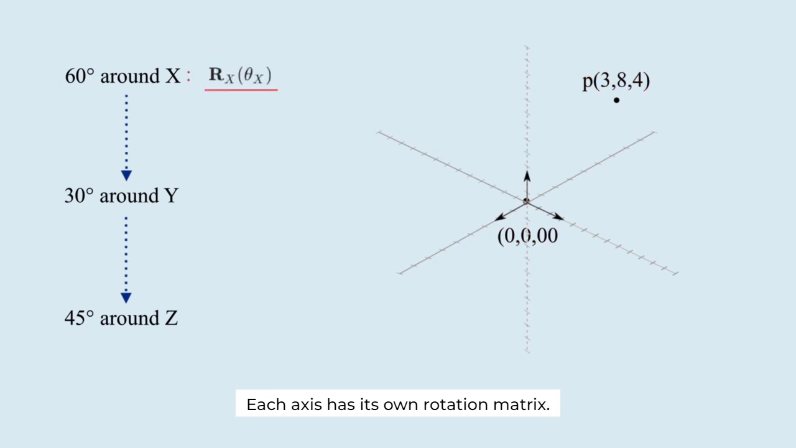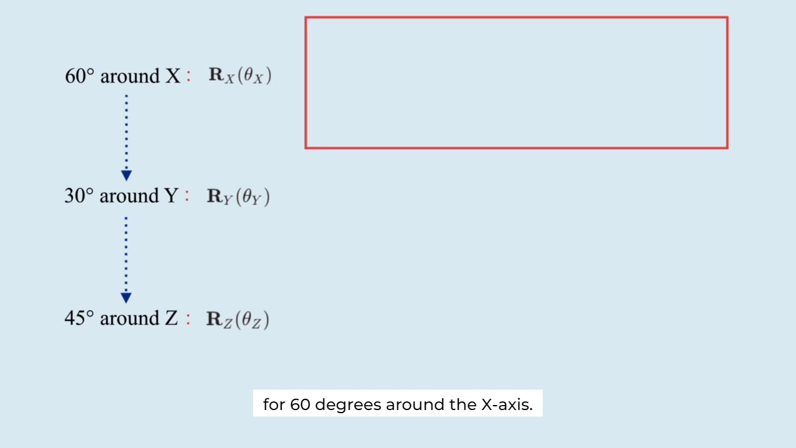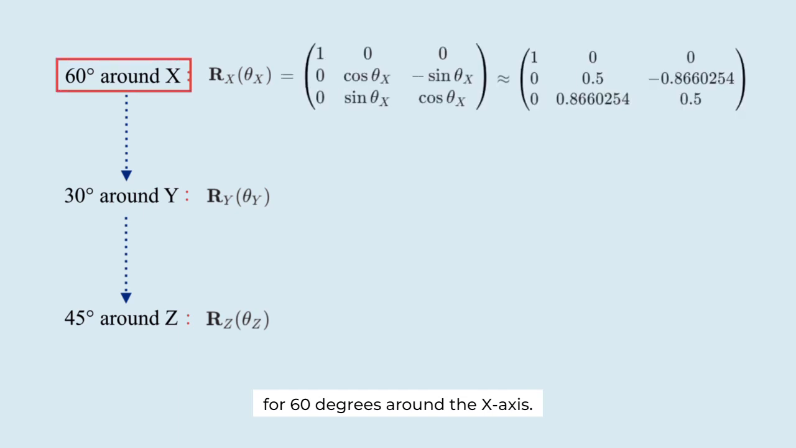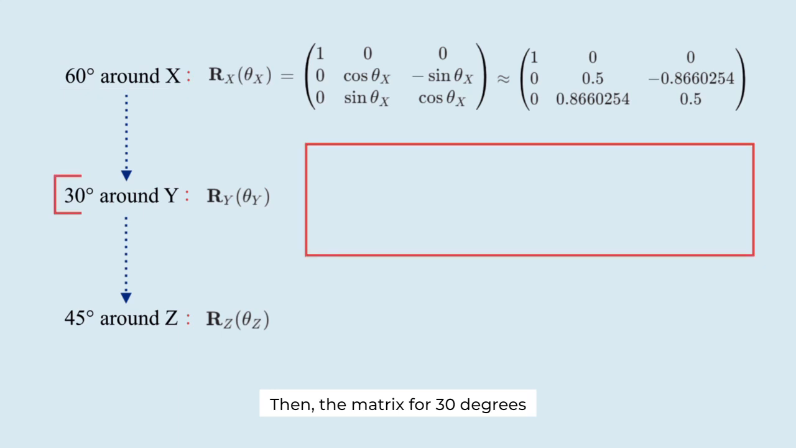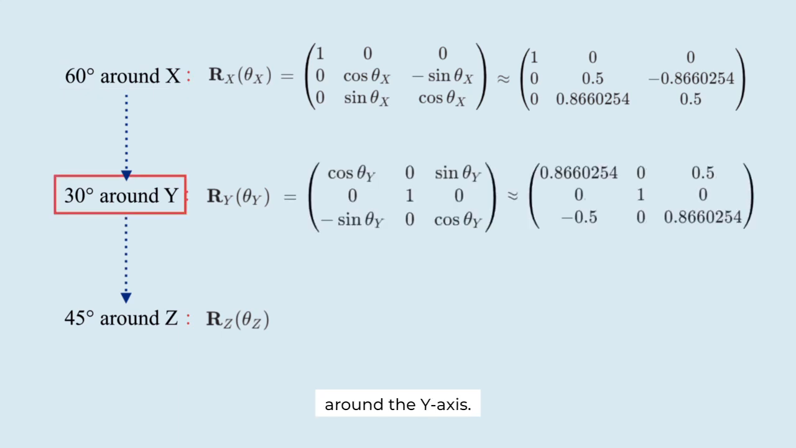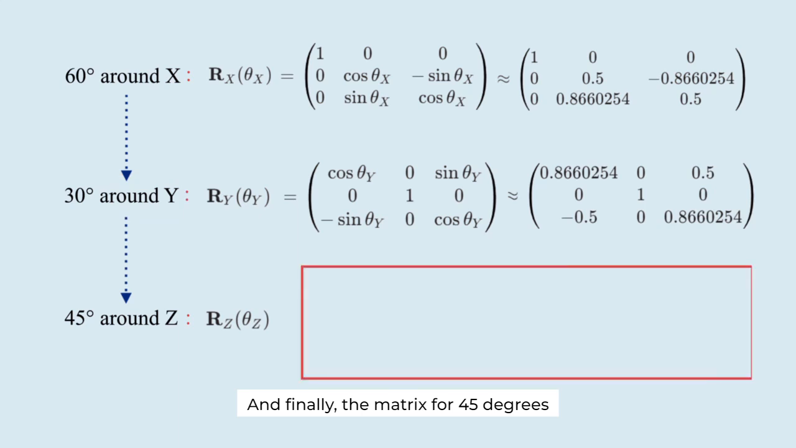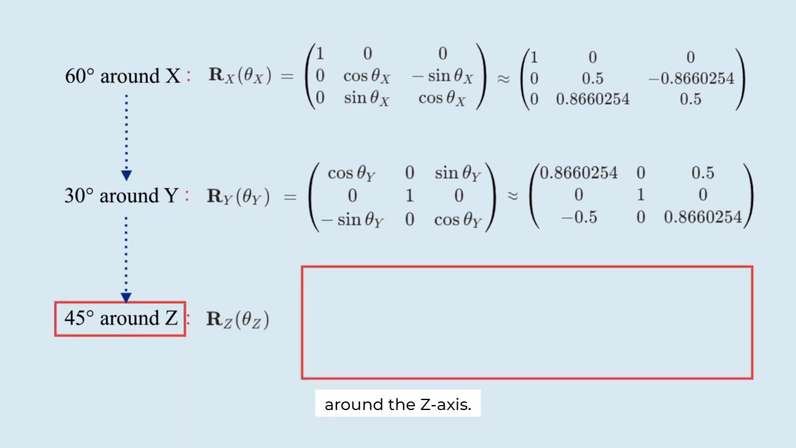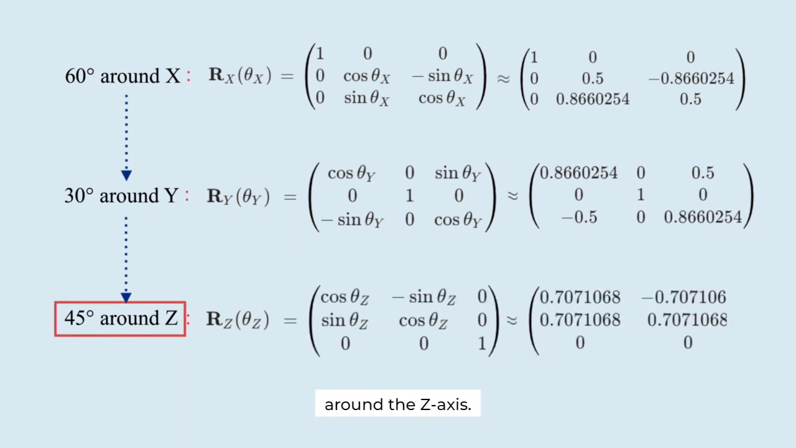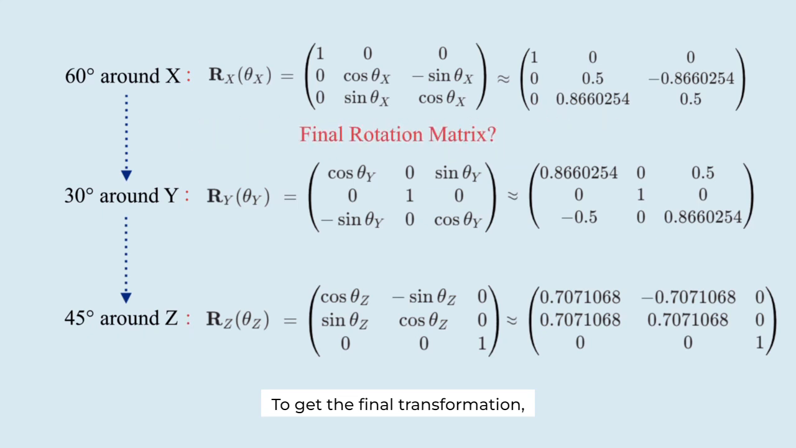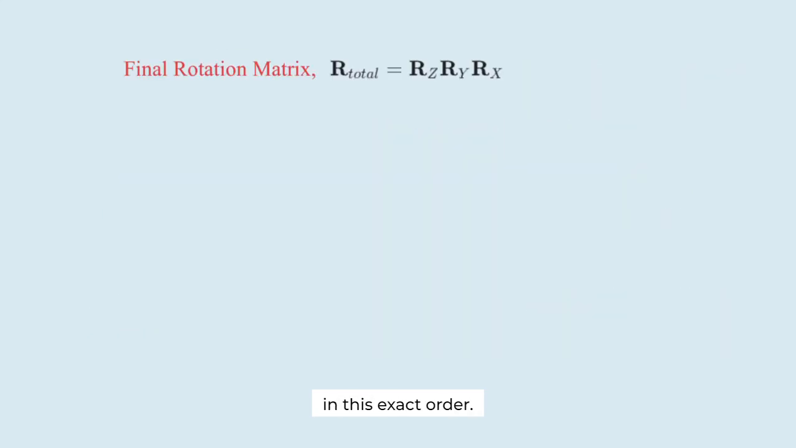Each axis has its own rotation matrix. Here's the rotation matrix for 60 degrees around the x-axis. Then the matrix for 30 degrees around the y-axis. And finally, the matrix for 45 degrees around the z-axis. To get the final transformation, we multiply these matrices in this exact order.